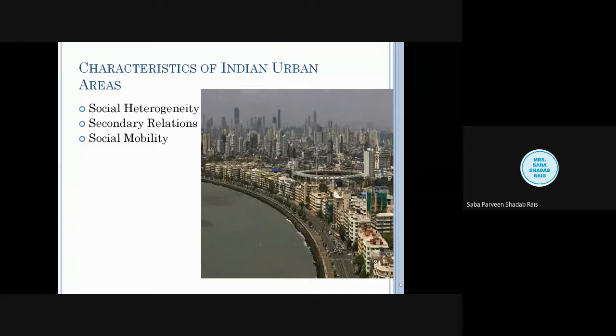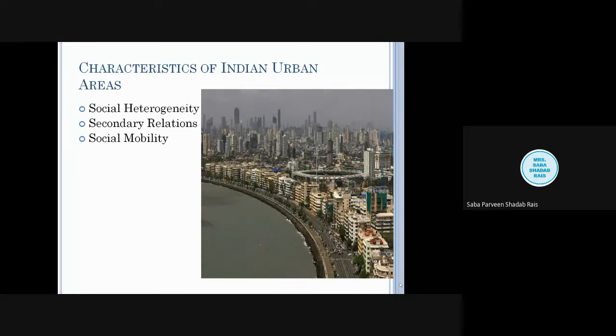Social mobility refers to the movement of people from one social status to another, from a lower social status to a higher status in society. In urban areas, an individual's position is determined more by achievement rather than by birth. It is not like he is the son of a farmer, so he is going to be a poor farmer only. It's absolutely not like that.